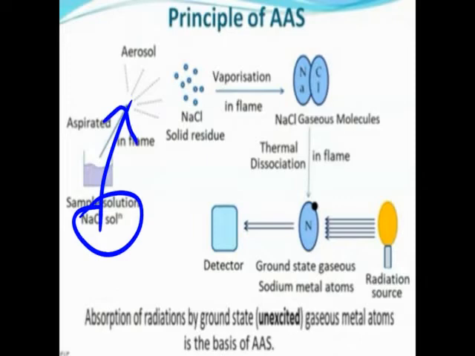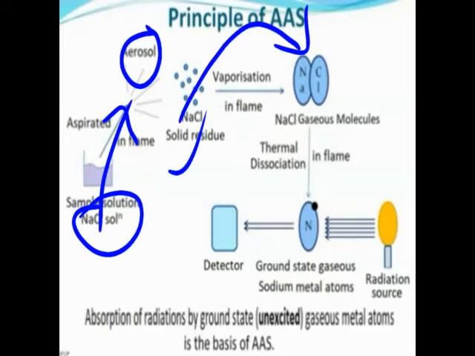When they are aspirated, they are converted into aerosols, meaning droplets. Again, when they come into contact with the energy, or with the flame, the solvent which is present gets evaporated. When the solvent gets evaporated, the residue of the sample, that is the residue of NaCl, remains. Again, vaporization of these residues takes place in the flame. They are converted from the solid form into the gaseous form. So this NaCl residue is converted into a gaseous molecule, that is, the gaseous sodium chloride molecule.